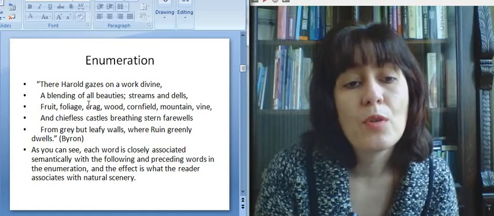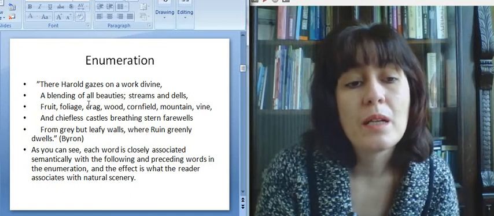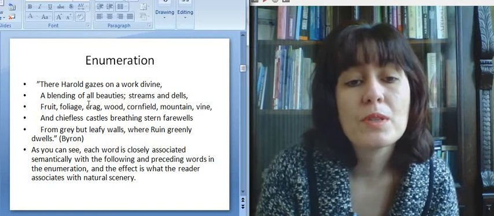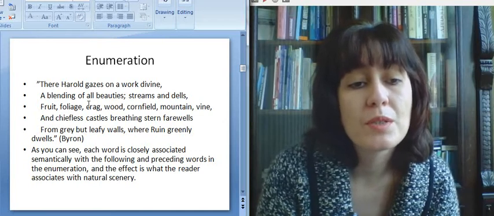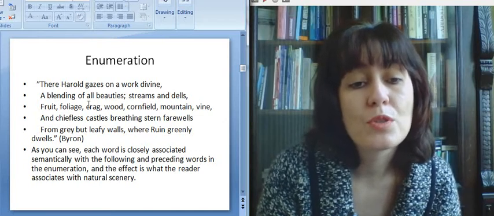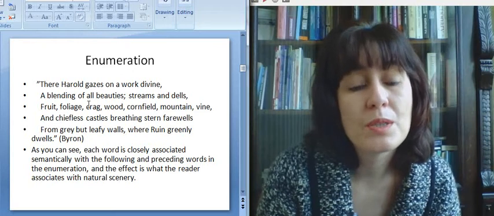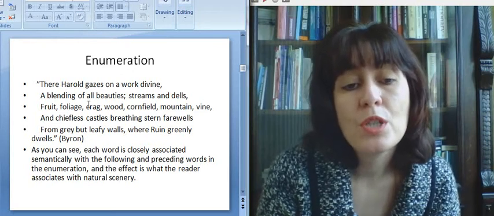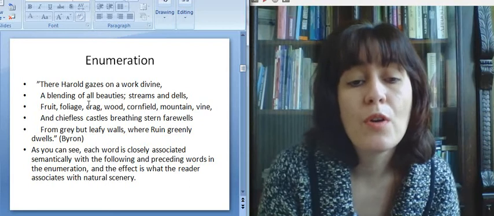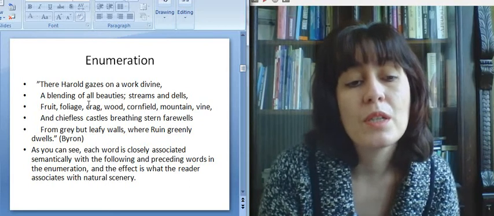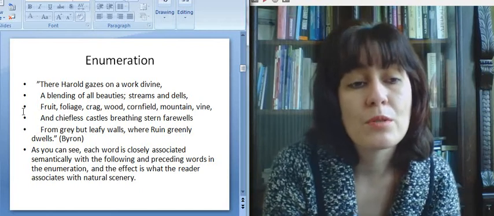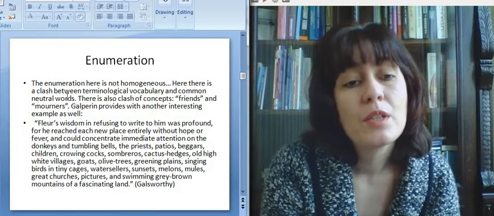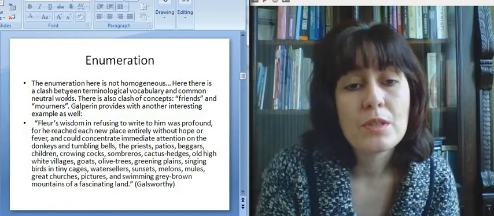Their herald gazes on a work divine, a blending of all beauties, streams and dells, fruit, foliage, crag, wood, cornfield, mountain, vine, and chiefless castles breathing stern farewells from grey but leafy walls where ruin greenly dwells. As you can see, each word is closely associated semantically with the following and preceding words in the enumeration, and the effect is what the reader associates with natural scenery.